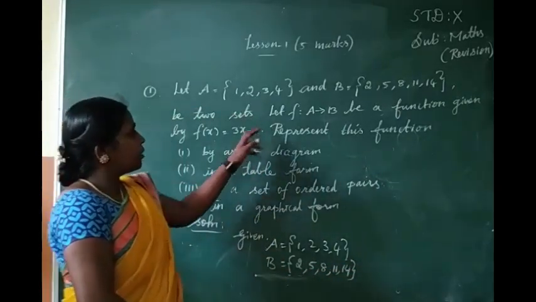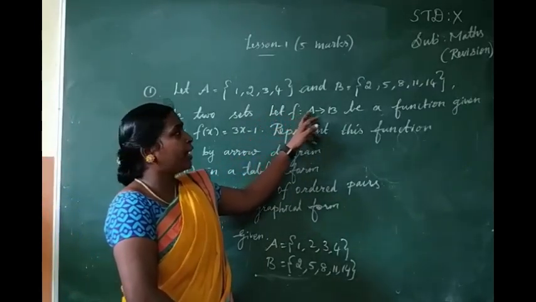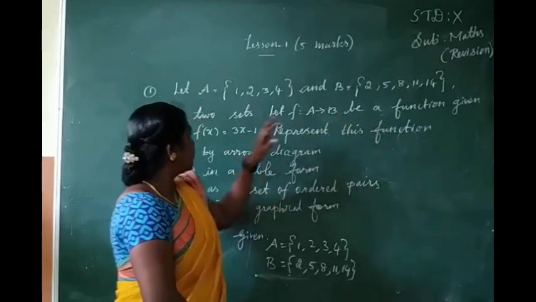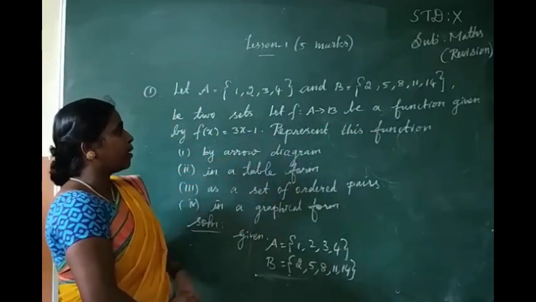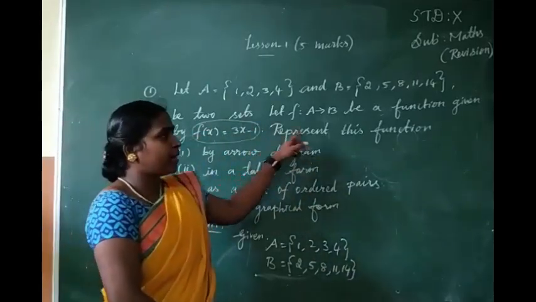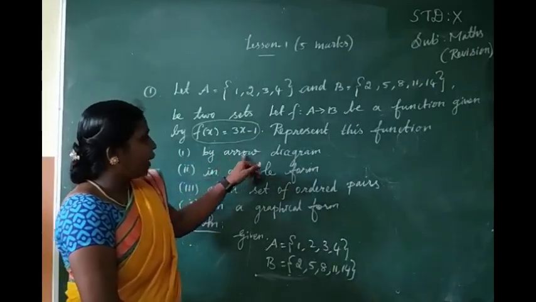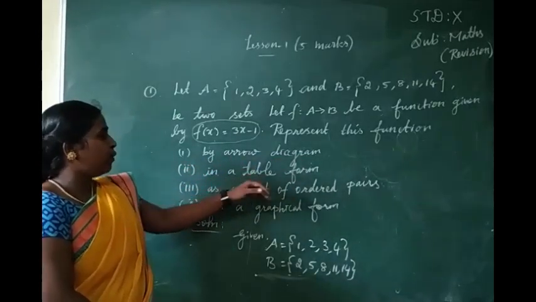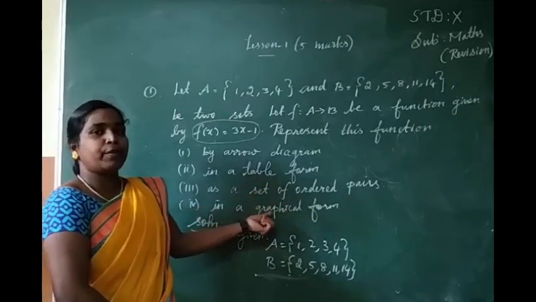Okay. So next you continuously read the question. Let f be a function from A to B given by f of x equal to 3x minus 1. So f of x means that is the range. Represent this function by an arrow diagram, next in a table form, next as a set of ordered pairs, and in a graphical form.